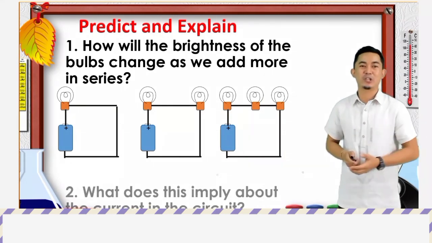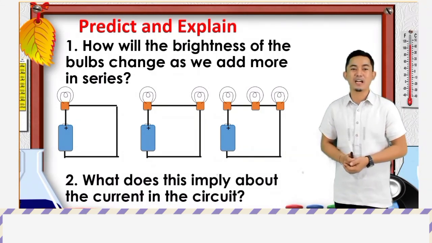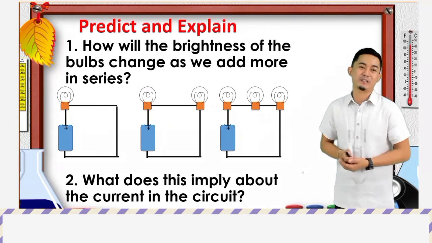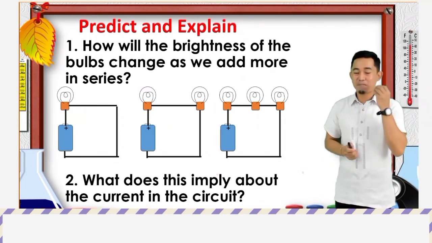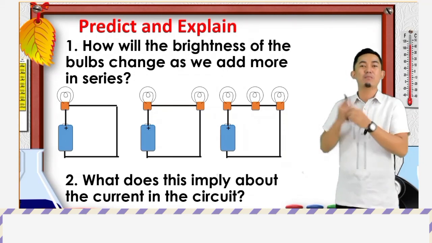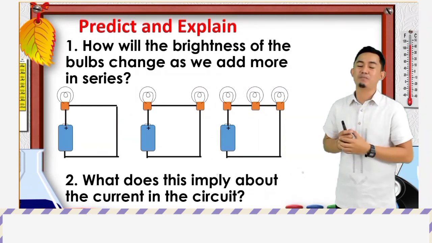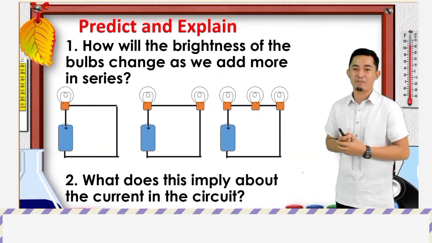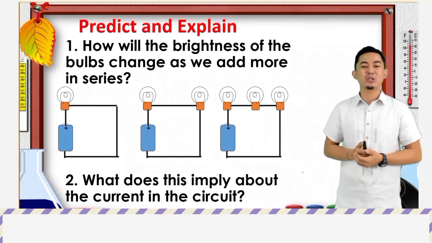And the last question is this: what does this imply about the current in the circuit? I already answered that question. It implies that the current in this series circuit, if you add more bulbs, the brightness of the bulbs will dim. So I hope it is clear now to you.